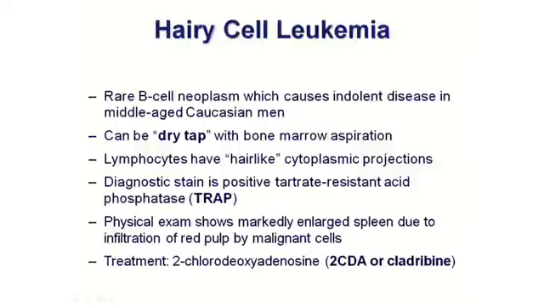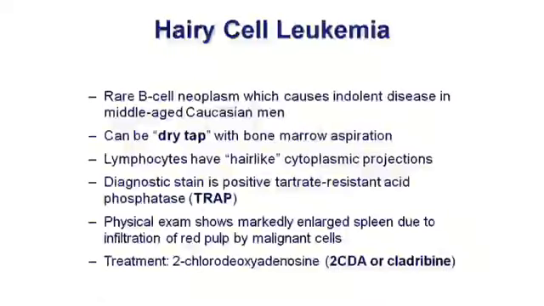Now let's move on and talk about hairy cell leukemia. You see here it is a rare B cell neoplasm. It also is a variant of CLL. It does cause indolent disease in middle-aged Caucasian males. Classically it has a so-called dry tap when you do bone marrow aspiration. What does that mean? Typically when you do a bone marrow biopsy, you put a little needle inside the iliac crest and put a syringe on the end of it and aspirate the marrow, because marrow is actually liquidy. However, these cells are so packed in the marrow, you cannot aspirate the normal marrow elements. Ergo the term dry tap.